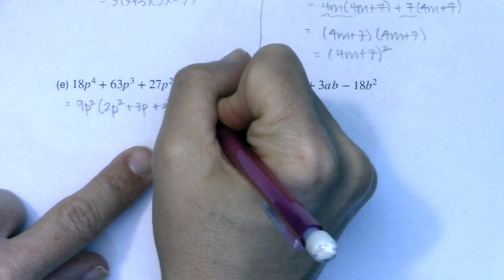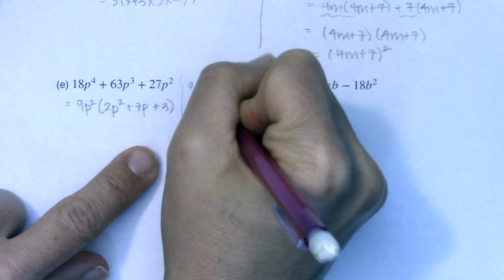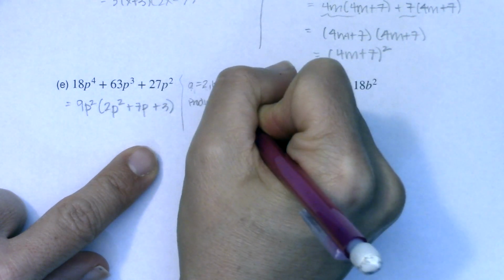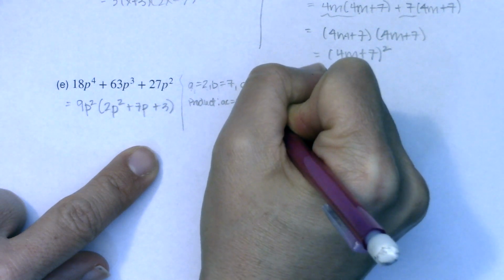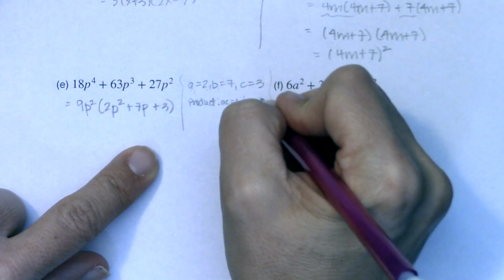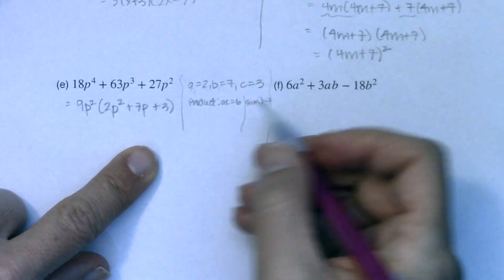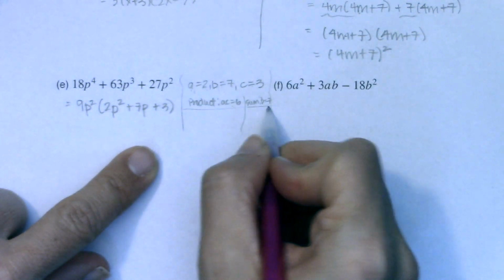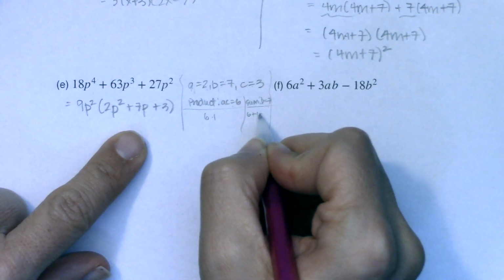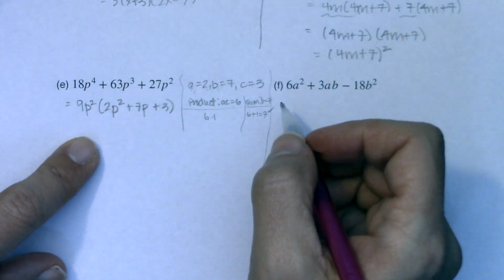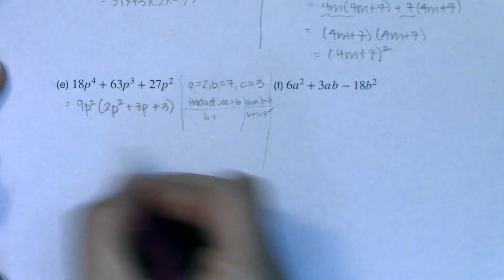So if I think about my product, right, if I want AC, that's going to be 6. Well, I'm going to barely have room. Sum in this case is 7. Okay. What multiplies to 6 and adds to 7? Well, literally 6 and 1, right? Because 6 plus 1 is 7. So I've unlocked it that way. So let's go ahead and split this middle term.